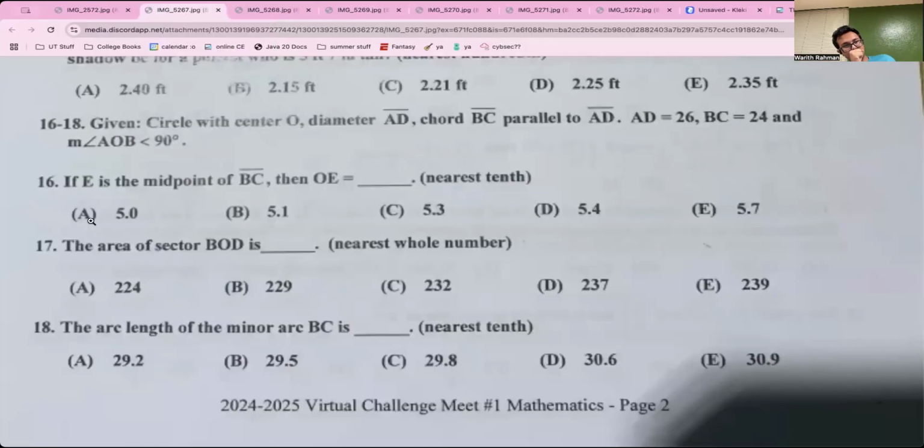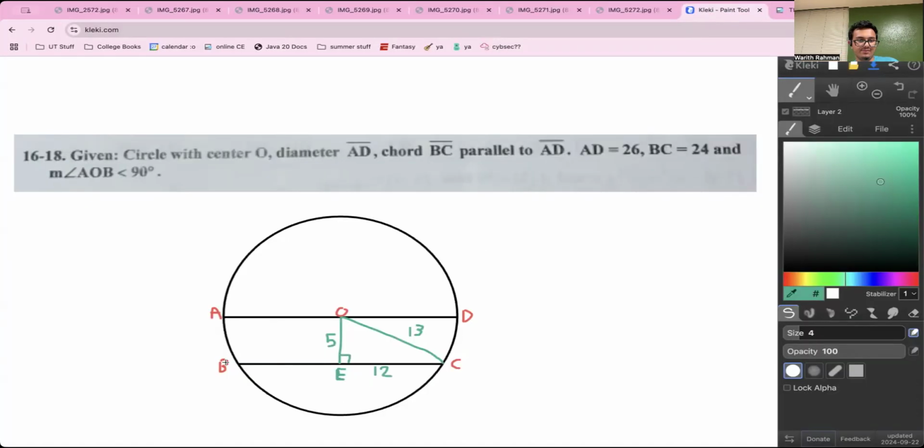What is the area of sector BOD? This sector, oh, that's a weird angle. Interesting. Okay, sector BOD. Because I already drew the triangle here, we're gonna find the area of the sector AOC instead. Hopefully y'all can see that because of reflection, it's the same thing.